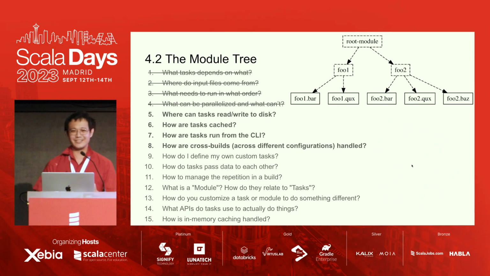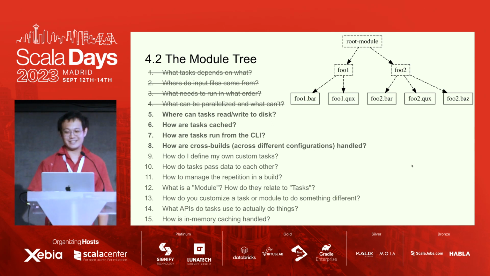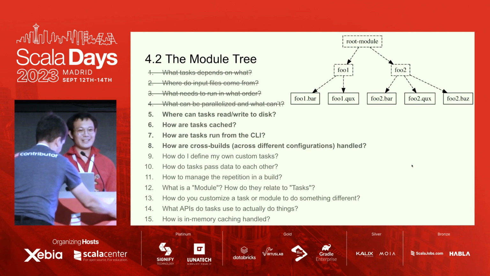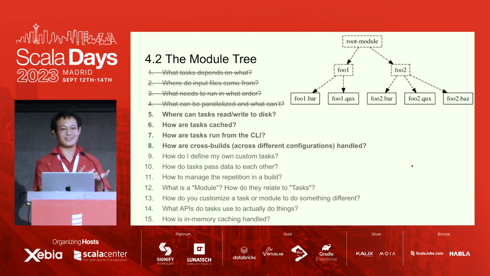So in addition to just following conventions, which is always great, Mill ends up answering the next few questions using the module tree. Where can tasks read and write to disk? Well, you look at the position in the module tree, look at the position in the file system tree. Here's your destination folder, .dest. Where are they cached? Do the same thing. Here's your JSON file, something.json. How are tasks run from the CLI? Well, the same something.something that you call in code. You use the same thing that you call from the CLI. It all follows the module tree.